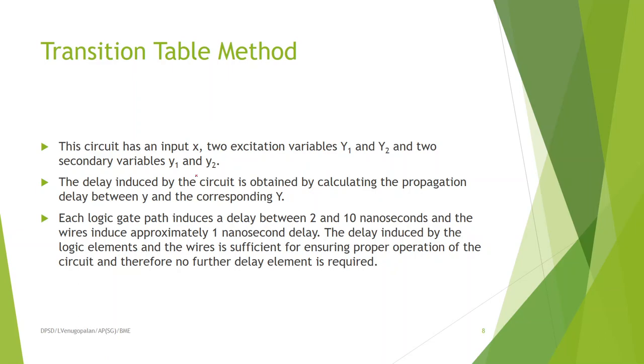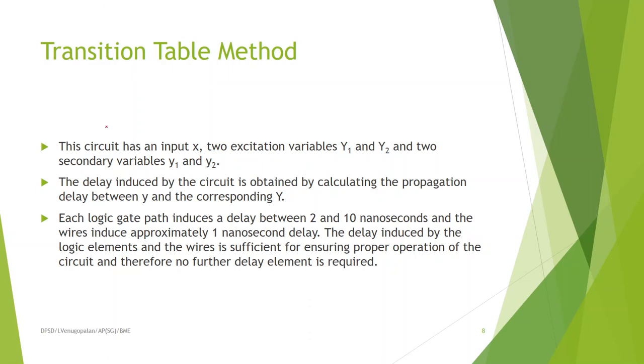Now, we have the circuit that has input x and two excitation variables Y1 and Y2 and two secondary variables, small y1 and small y2. So we have to calculate the delay induced by each by calculating the propagation delay between y and the corresponding Y. So each logic gate actually induces a delay of 2 to 10 nanoseconds. The exact or approximate delay induced by each of the logic gates will probably be available in the data sheet. So you have to refer to that while you are constructing the circuit.